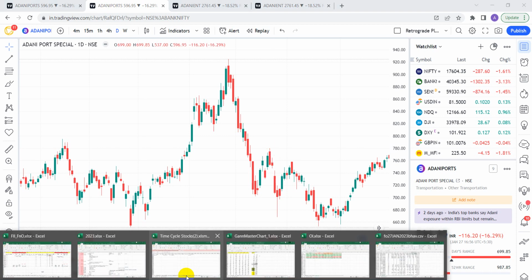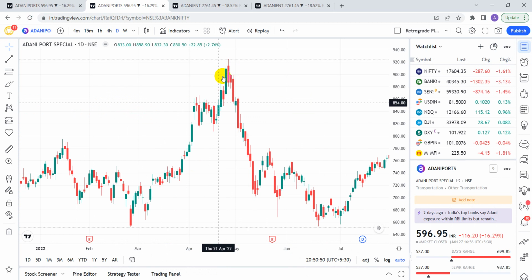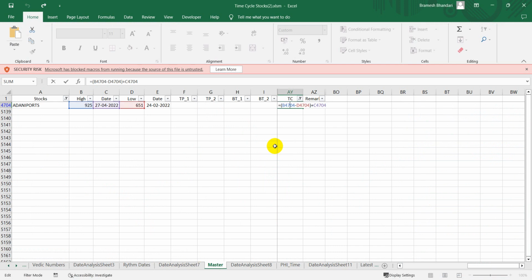And the time cycle which we are using, this is our scanner. So what we have done is, 925: it made a high on 27th April 2022, and it made a low of 651 on 24th February 2022. Let me first show you these. So this was the high of 925 on 27th April 2022, and it made a low here on 24th Feb of 652.